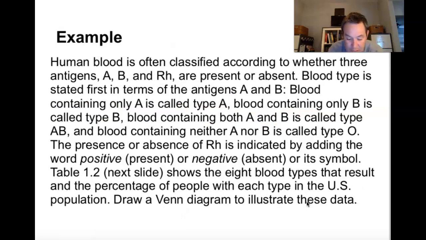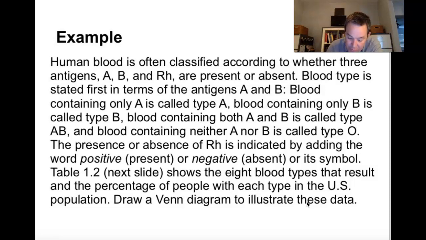All right, so human blood is often classified according to whether 3 antigens, A, B, and Rh, are present or absent. Blood type is stated first in terms of the antigens A and B. Blood containing only A is type A. Blood containing only B is type B. Blood containing both A and B is type AB. And blood containing neither A nor B is type O. The presence or absence of Rh is indicated by the word positive or negative, or its symbol.